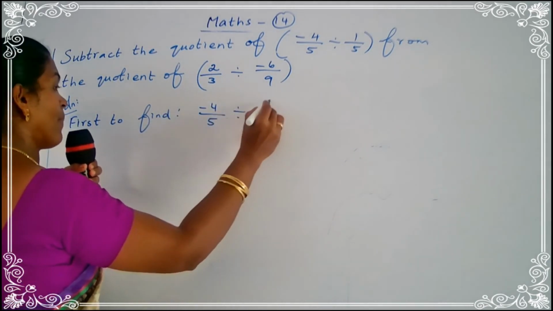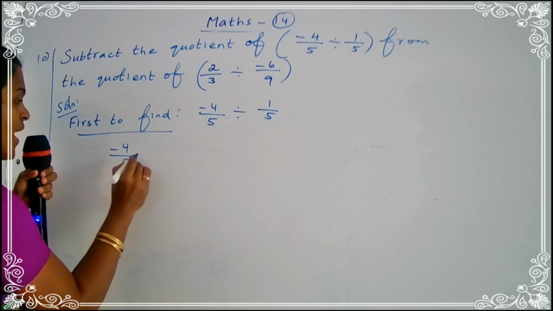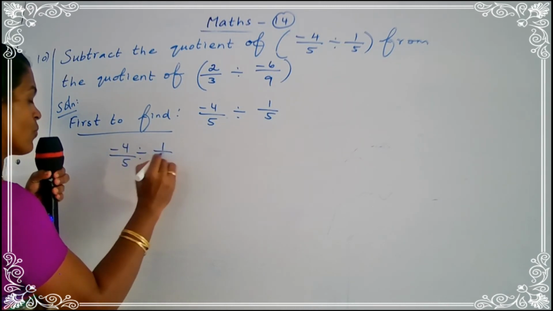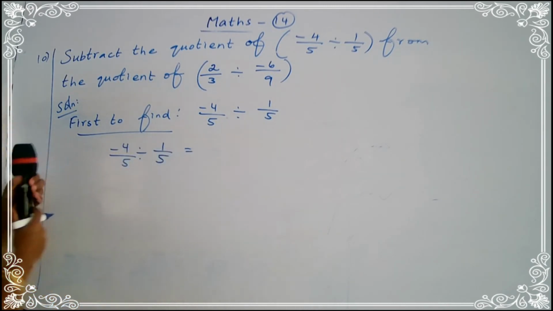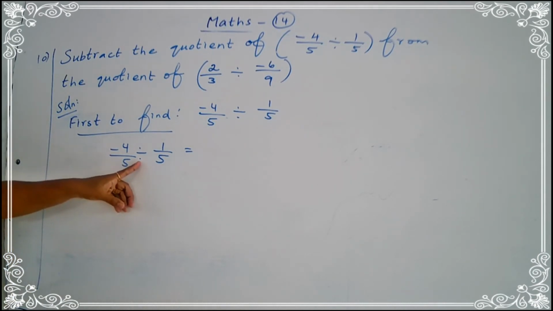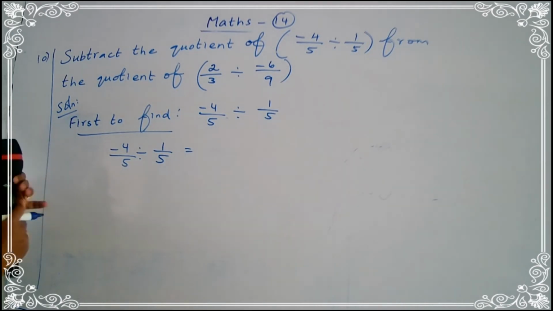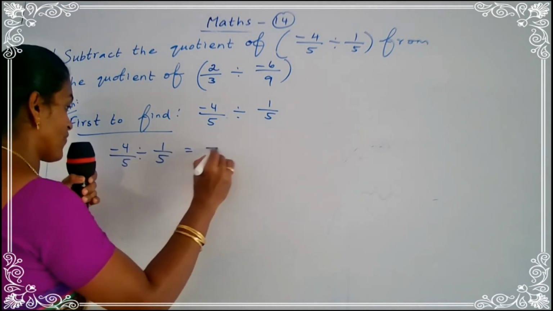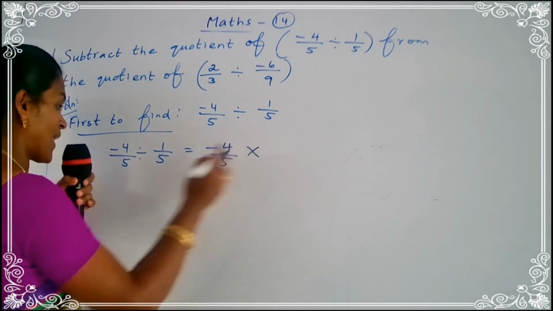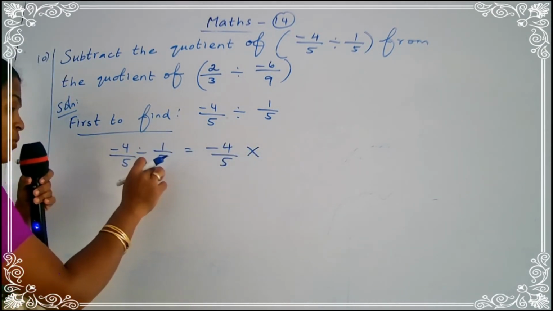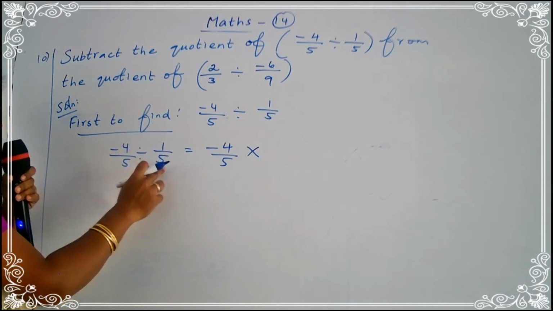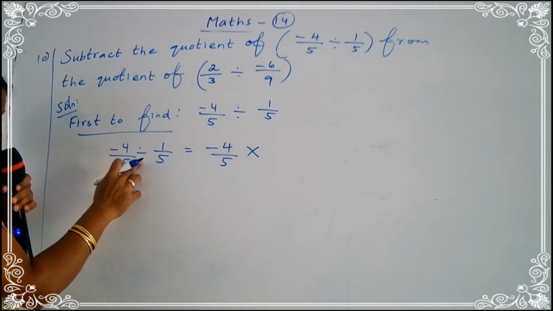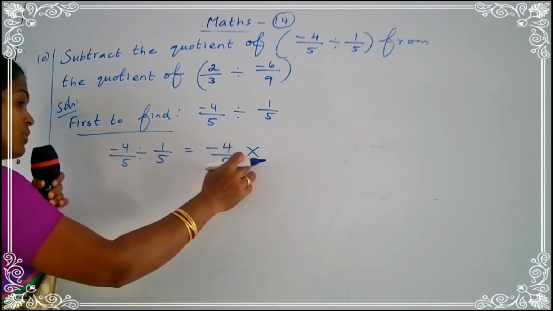So minus 4 upon 5 divided by 1 upon 5 is equal to, this is division, so we have to change it into multiplication. Yes children, multiply the dividend by the reciprocal of the divisor. So you write the first dividend, minus 4 upon 5, multiplied by the reciprocal of the divisor. So the division symbol changes into multiplication, and at that time you put the reciprocal.